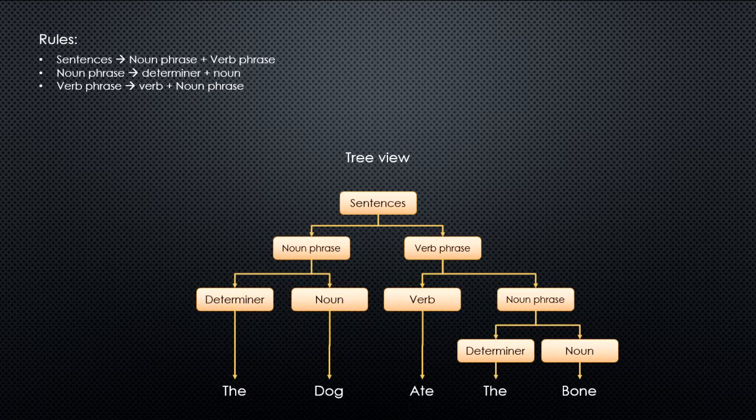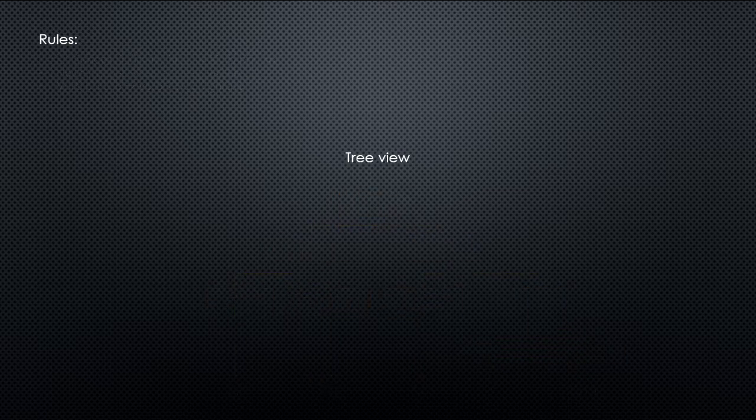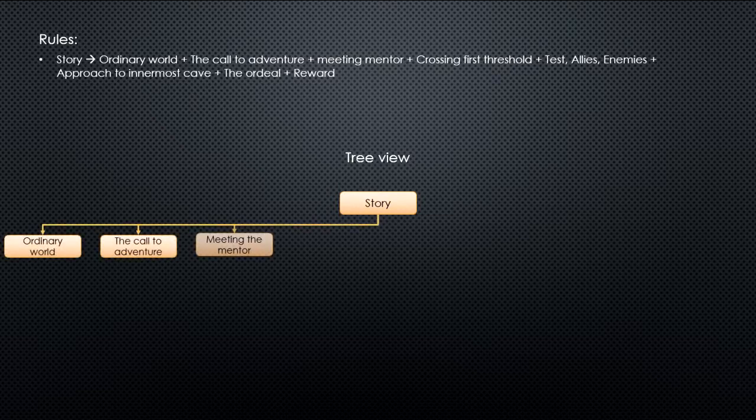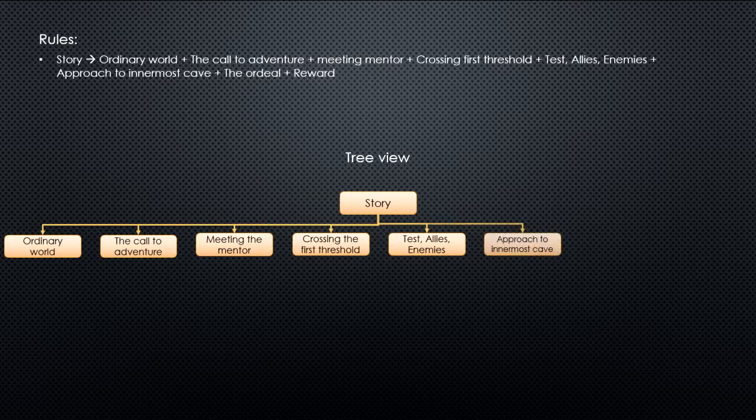A similar set of rules can be used to describe the syntax of a story. We know that a story follows the stages of the hero's journey. In our case, we use a slightly modified version of the hero's journey, adapted to storytelling in video games. So the first rule is that a story consists of the ordinary world, then the call to adventure, then meeting with the mentor, then crossing the first threshold, then test allies and enemies, then the approach to the innermost cave, the final ordeal, and finally the reward.